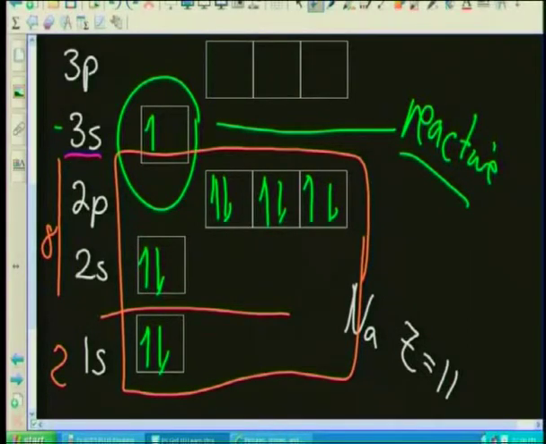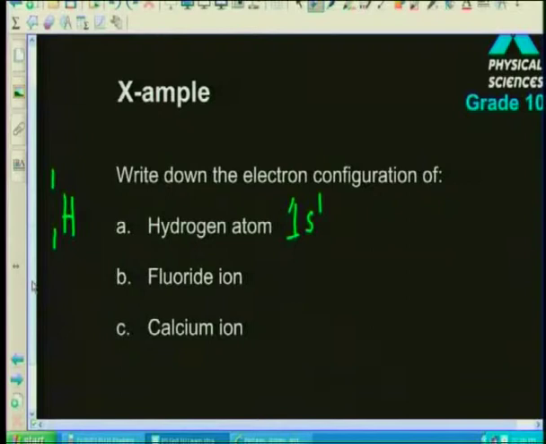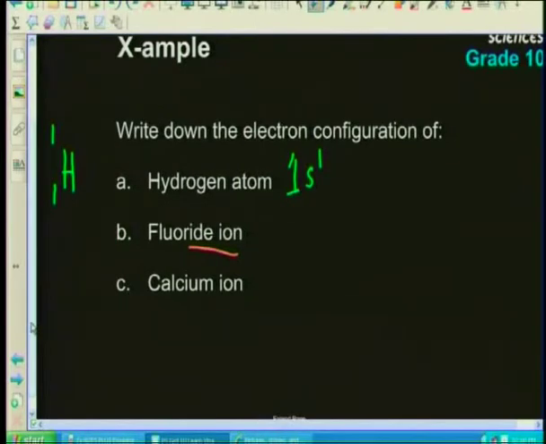So what that means is that sometimes, and that's what we're going to look at in this example, fluorine can change from being a fluorine atom to a fluoride ion. Fluoride ion means it's either lost an electron or gained an electron. Let's have a look at what's happening. When we're given a question like this, let's start by looking at the fluorine atom.